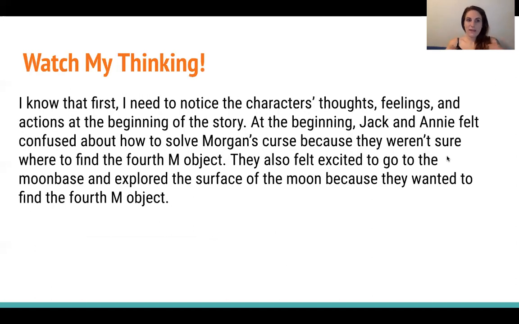So watch my thinking. I know that first I needed to notice the character's thoughts, feelings, and actions at the beginning of the story. And at the beginning, Jack and Annie felt confused about how to solve Morgan's curse because they weren't sure where the fourth M object was. They also felt excited to go to the moon base and explore the surface of the moon because they wanted to find the fourth M object. So those were the feelings, thoughts, and actions that they had at the beginning of the story.